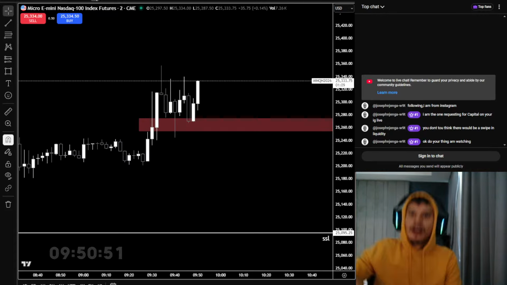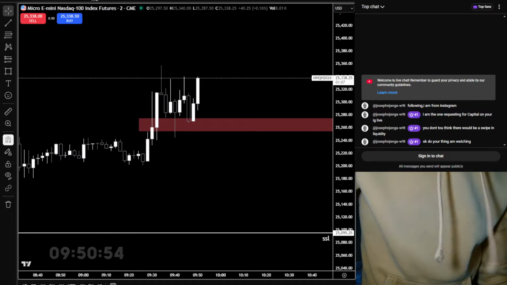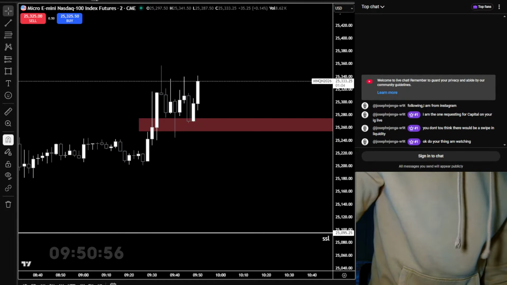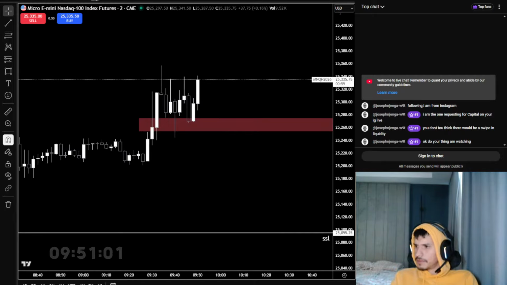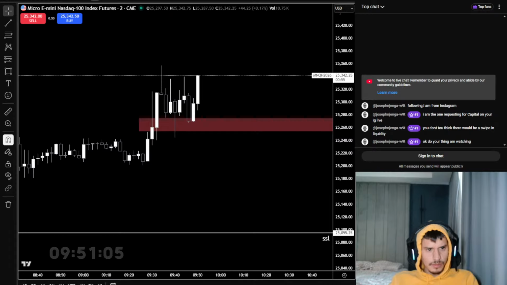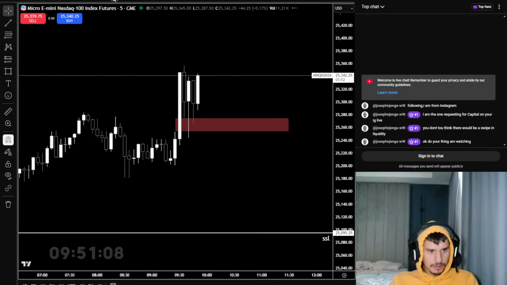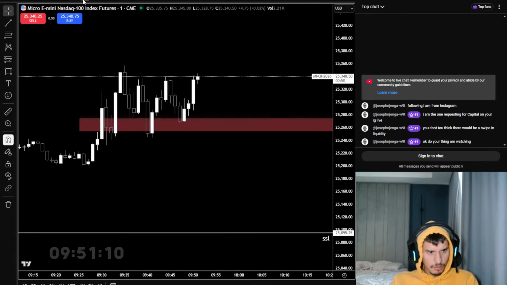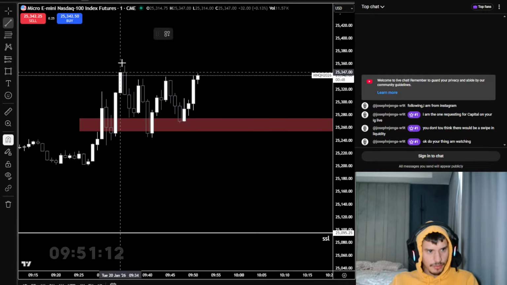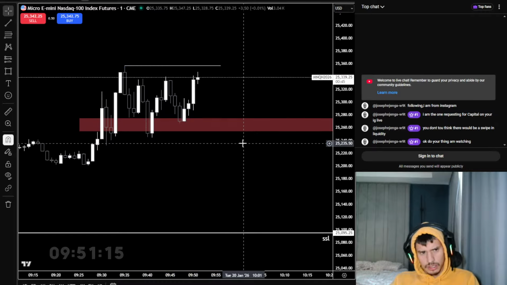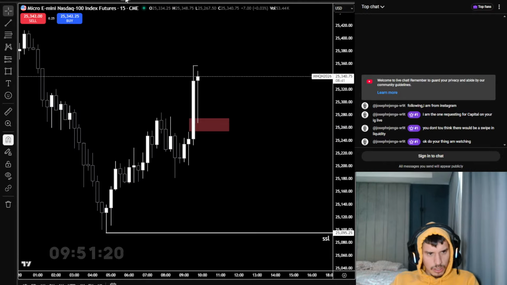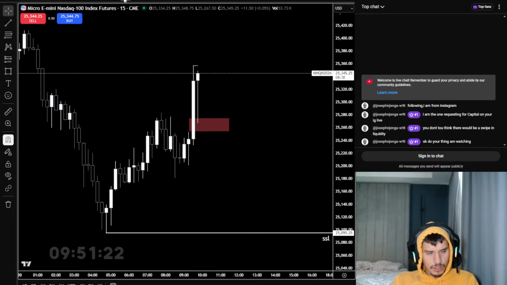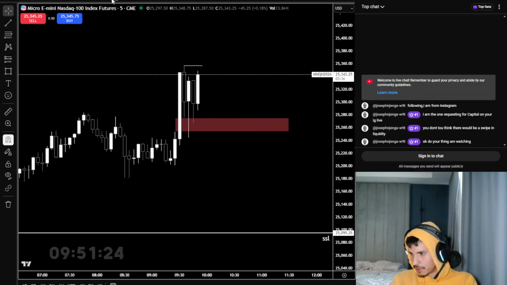Oh boy. And we're respecting that 5 minute gap still. We are just chopping. Probably do want to see a sweep of this high, so we get a forever model type trade. 15 minutes to be in the gap as well.